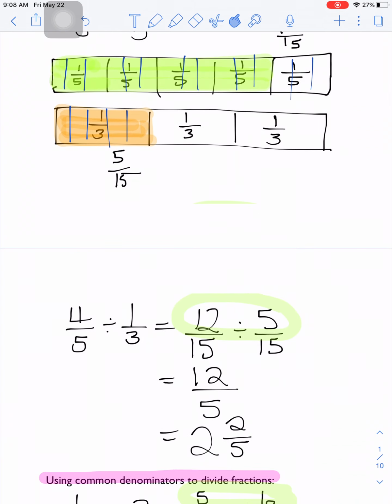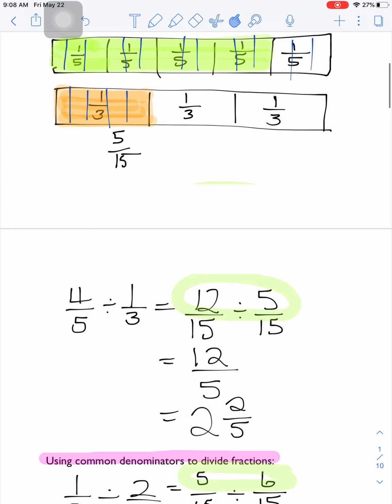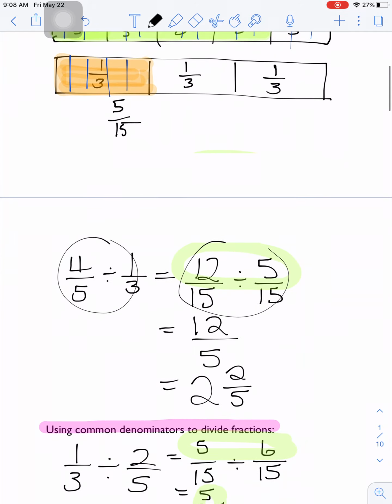So here we've written this out with our fractions. We show the common denominator here. We've got 12/15 divided by 5/15. That's equivalent to 4/5 divided by 1/3. We just put the first numerator over top of the second one, and it gives us our answer. Now that's shown as an improper fraction, so we always want to put that back into a mixed number.